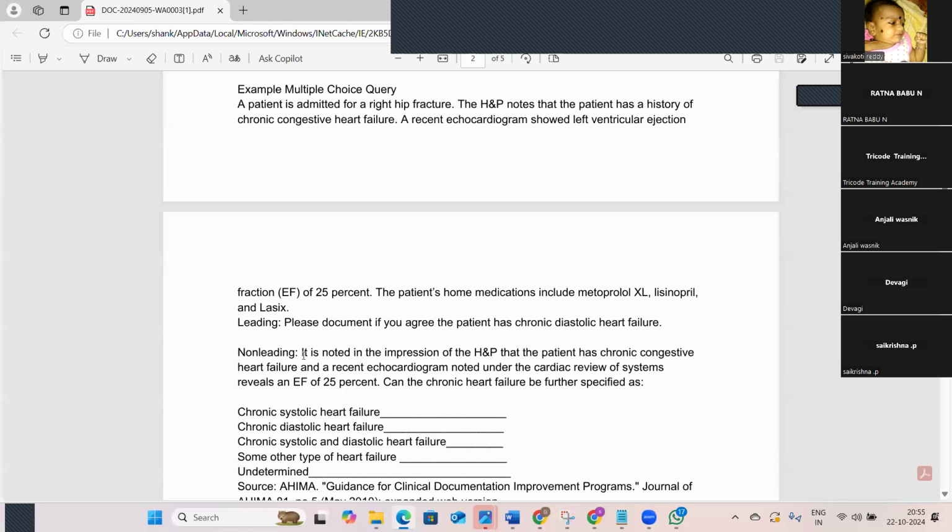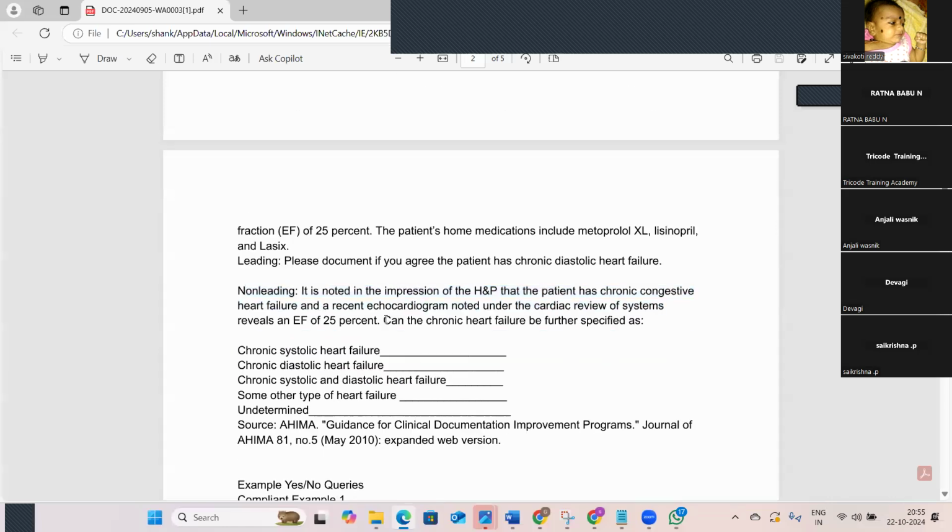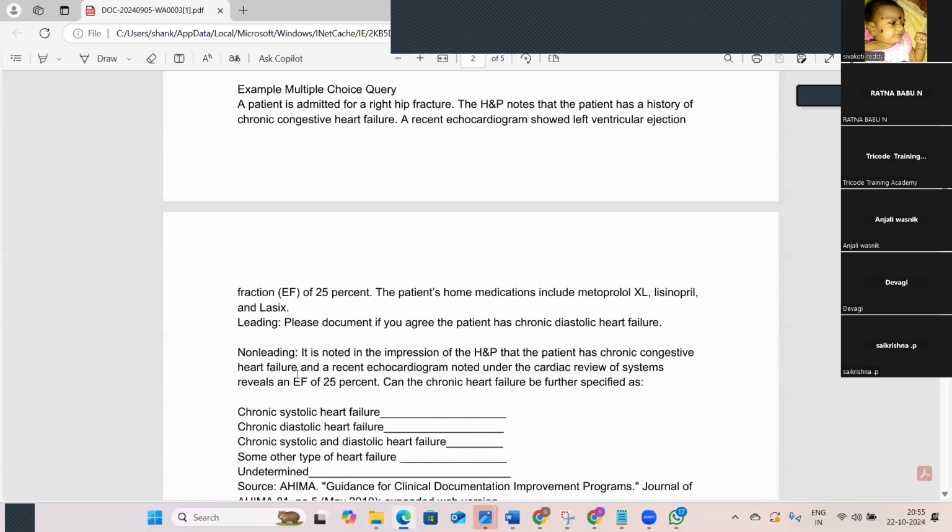So non-leading means: in the H&P the patient is noted to have chronic congestive heart failure, and the recent echocardiogram is noted, everything mentioned clearly. So this is the compliant query. Then he asks the question as multiple choice: chronic systolic heart failure, chronic diastolic heart failure, chronic combined systolic and diastolic heart failure, or other type, other please specify, unable to determine or undetermined. So this is an example of multiple choice. In the same way, we explained what is compliant, and what is leading or non-leading. Okay, any questions so far?